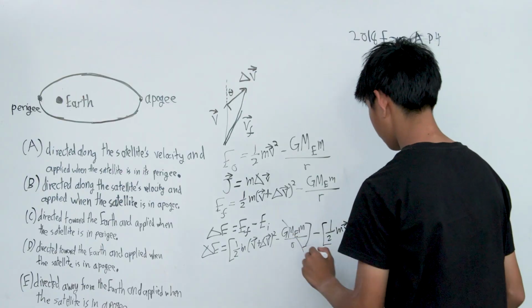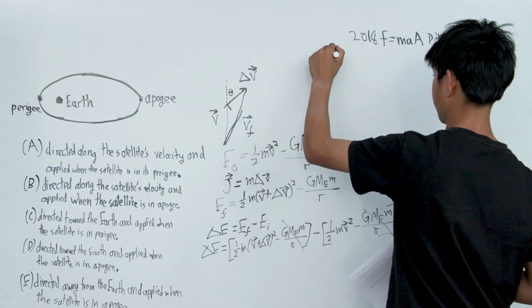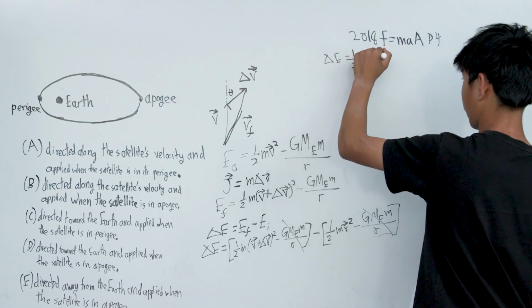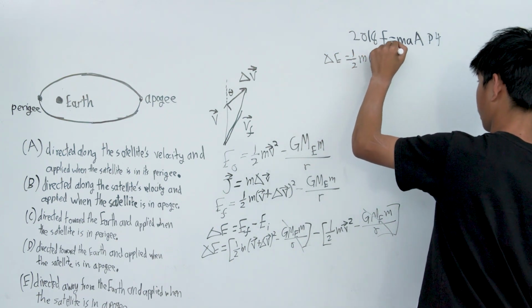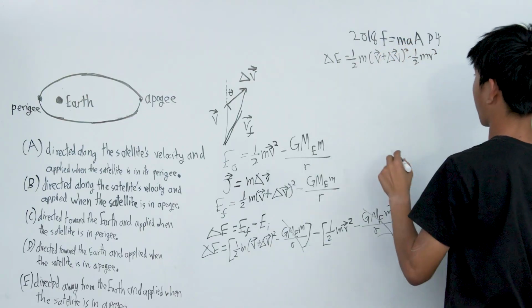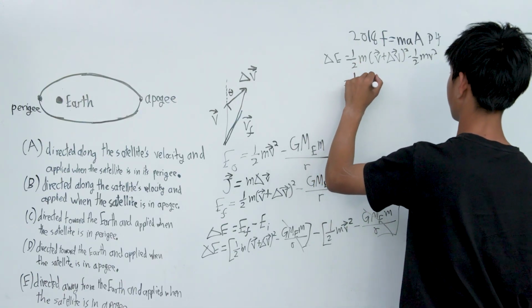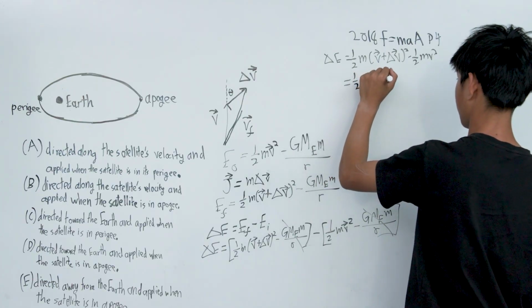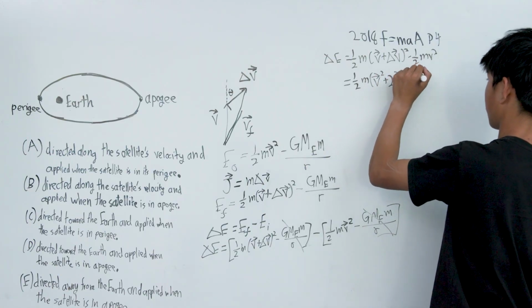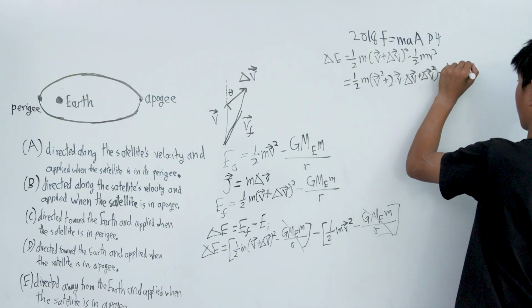Now these two cancel out, and what we're left with is that the change in energy would be 1/2 m (v plus delta V) squared minus 1/2 mv squared. What this becomes is 1/2 m times v squared plus 2 times v times delta V plus delta V squared, minus 1/2 mv squared.